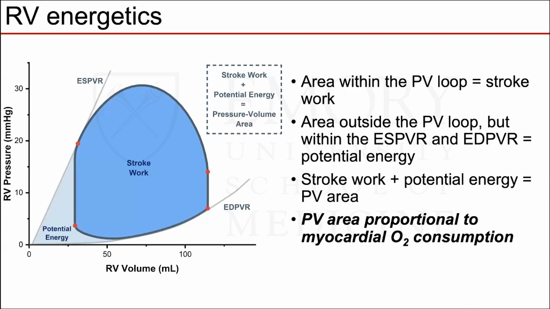We can also look at RV energetics, which is quantified by taking the area within the PV loop, which is the stroke work, and then the area outside the PV loop, which represents potential energy. And the total pressure volume area is proportional to the myocardial oxygen consumption.